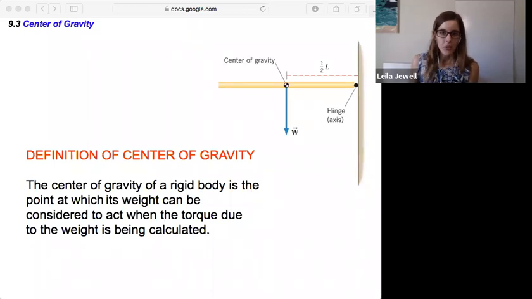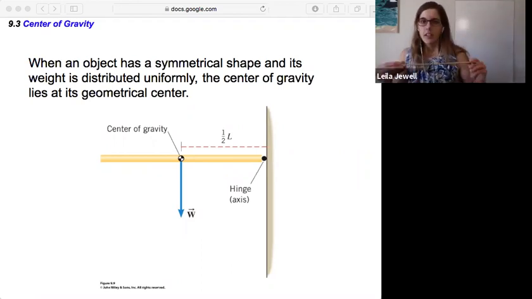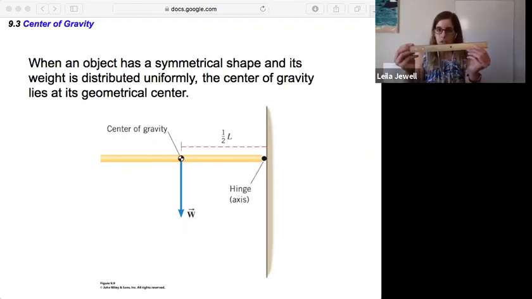Now, how do we know where the center of gravity is? Well, if an object has a symmetrical shape and its weight is distributed uniformly, the center of gravity will lie at the geometric center. If we go back to the ruler that I had, because it's pretty uniform, the center should be right in the middle, about 6 inches. So if we check that out, that's pretty good, right?